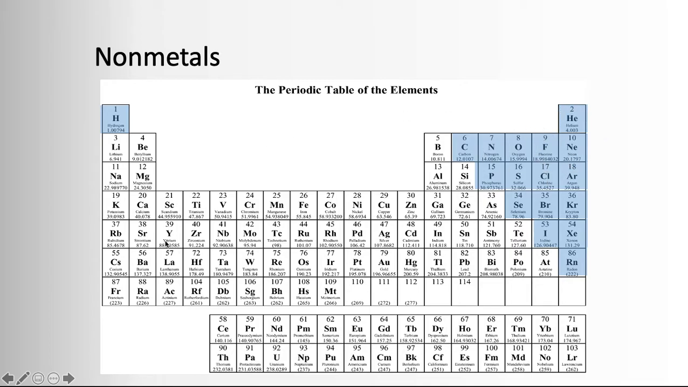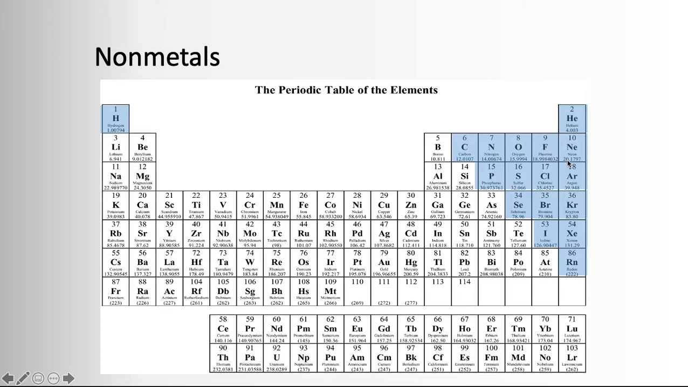Their characteristics are the complete opposite to the metals. They're not very good conductors. Most of them are gases at room temperature, except for bromine, which is a liquid. Very few are solids, like carbon, for example. And they don't conduct very well. Because they're gases, you cannot really stretch them or make anything with them, because they're not solids.